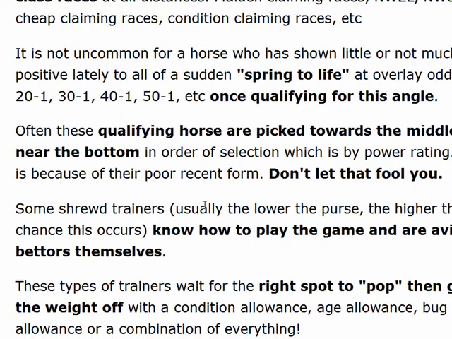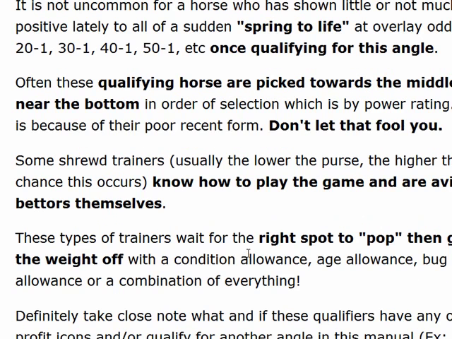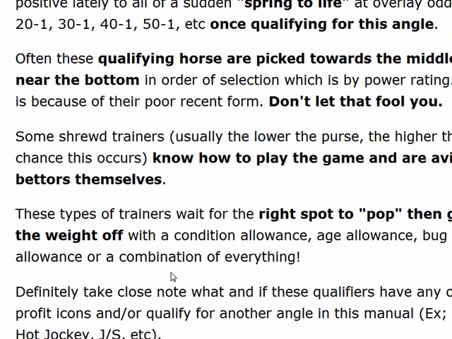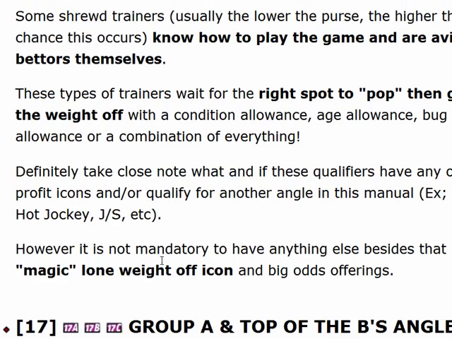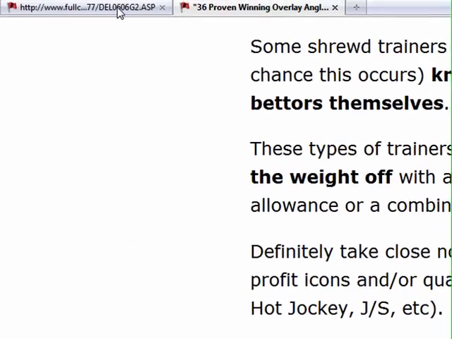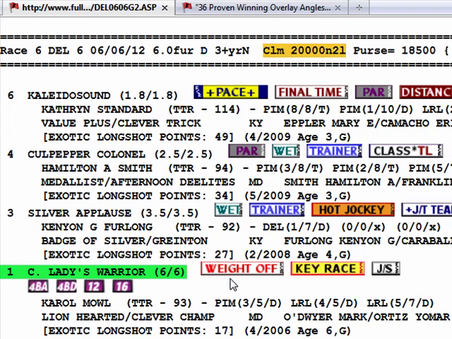Some shrewd trainers know how to play the game and are avid bettors themselves. These types of trainers wait for the right spot to pop, then get the weight off with a condition allowance, age allowance, bug boy, or any other combination of things that allows the weight coming off. However, it is not mandatory to have anything else besides the magic lone weight off icon in offering at big odds. Now remember, this is not my handicapping opinion about the weight issue.